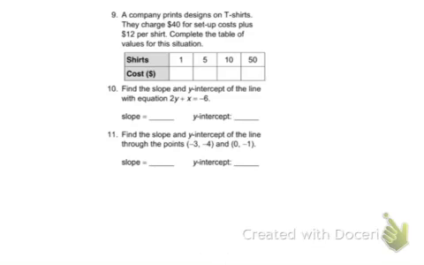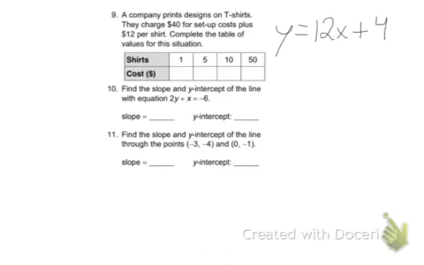The easiest thing to do here is to create an equation. So y, the cost, is $12 per shirt, but there's an initial fee of $40. So now you just plug it in. When there is one shirt, plug 1 in here. That's 1 times 12. 12 plus 40, and that is 52.